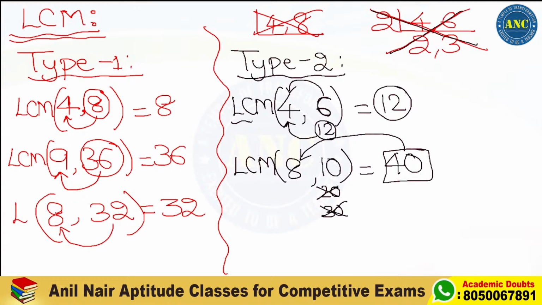See, the LCM definition itself is the least common multiple. That means the bigger number should basically be a multiple of the smaller number. If it is not a multiple of the smaller number, whatever value you get as the LCM should be a multiple of both of these numbers. That is the meaning of it.